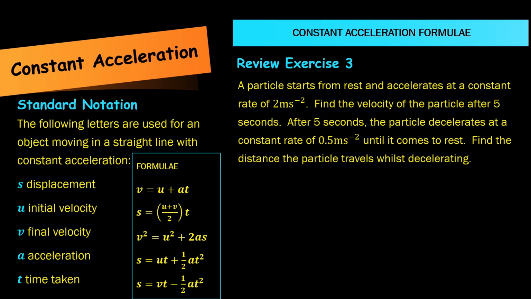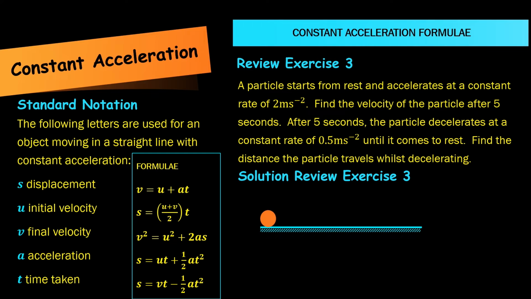A particle starts from rest and accelerates at a constant rate of 2 meters per second squared. Find the velocity of the particle after 5 seconds. After 5 seconds, the particle decelerates at a constant rate of 0.5 meters per second squared until it comes to rest. Find the distance the particle travels whilst decelerating. So let's draw a diagram of this first.